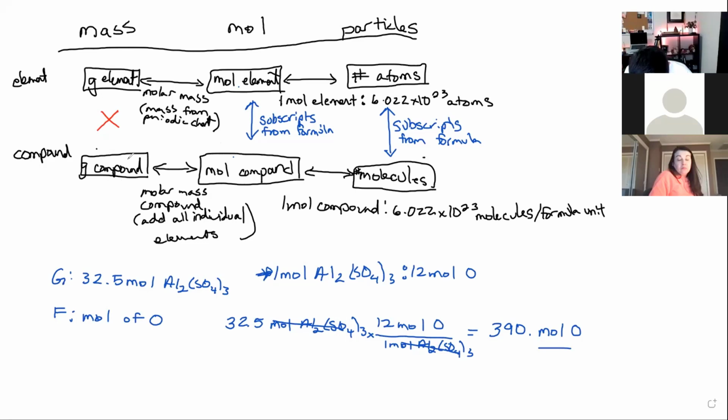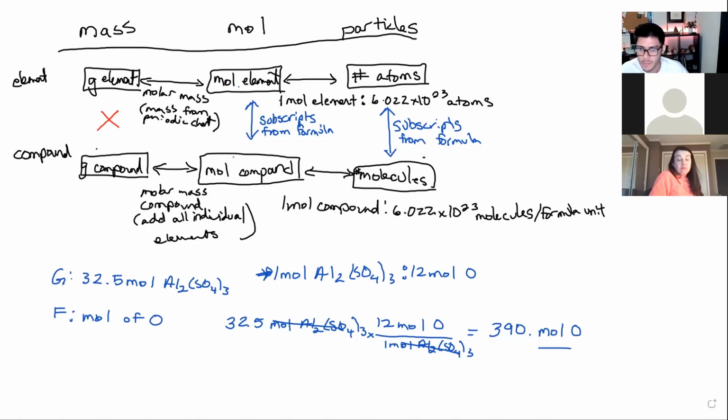I have to go grams of the compound into moles of the compound, moles of the compound into moles of the element, and moles of the element into grams of the element. We kind of coil around. Some people will say, oh, well, can I go grams into moles and then moles into molecules and then molecules into atoms and then atoms into moles? You could, but that's an extra couple steps. So I would keep it tight right here.